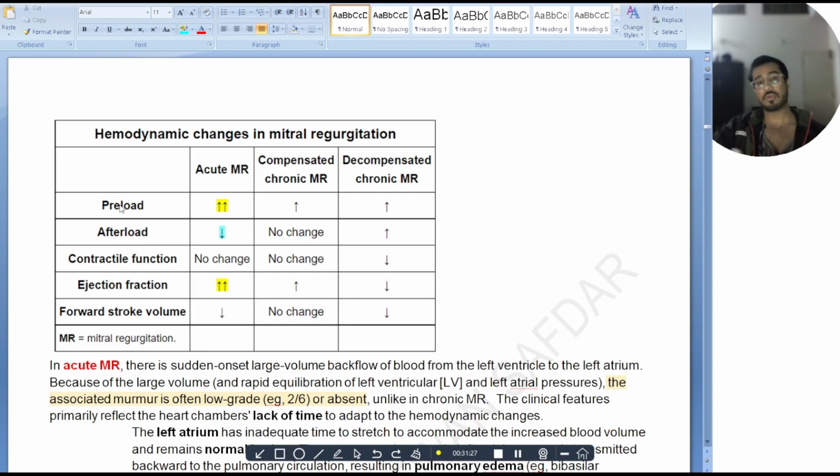Preload is also already increased because with each regurgitation, the next diastole is going to bring more blood to the ventricles. So the preload is increased. Afterload, why does the afterload increase? The answer is because now everything is overfilled. I told you earlier, the left atrium is fully filled, the pulmonary circulation is overloaded. That's why the afterload is increased. Whereas in acute MR, because things are all filling slowly and they are getting overloaded, the afterload is decreased.